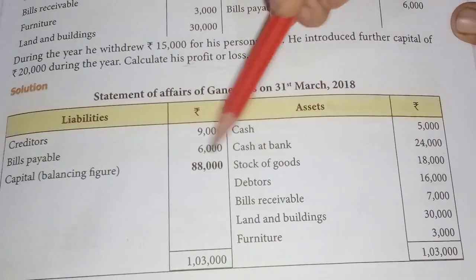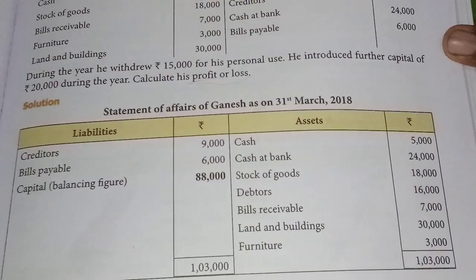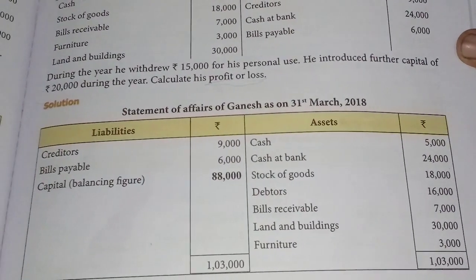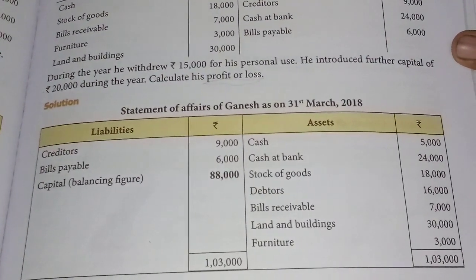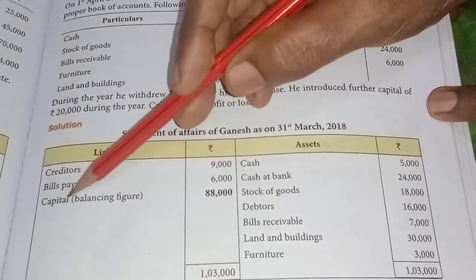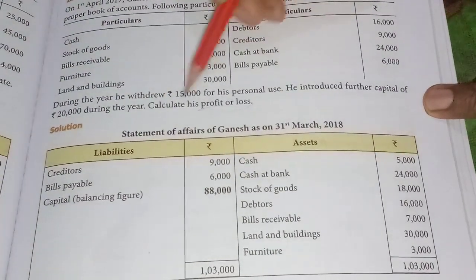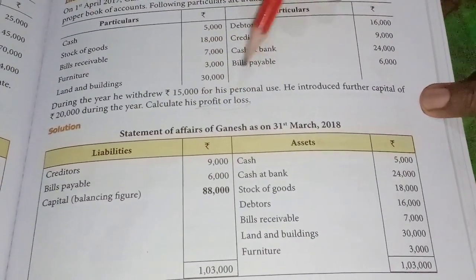This problem you have understood. In the same way only they have given the exercise 7 also. Yeah, we have calculated this closing capital, and we have to calculate the profit or loss.